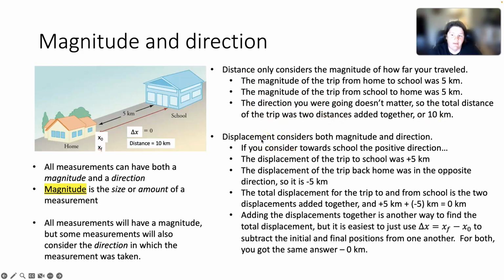Displacement considers both magnitude and direction. So if you consider towards school as being positive, then the displacement of your trip towards school was a positive 5 kilometers. Your displacement on your trip back, since it's in the opposite direction, is a negative 5 kilometer displacement. And so the displacement for the trip, if you add those two displacements together, plus 5 plus a negative 5, is 0 kilometers. There are two different ways to calculate that displacement, and I will show you those in a different video.